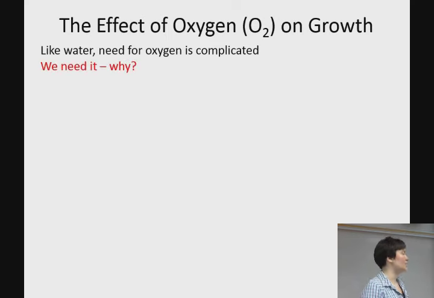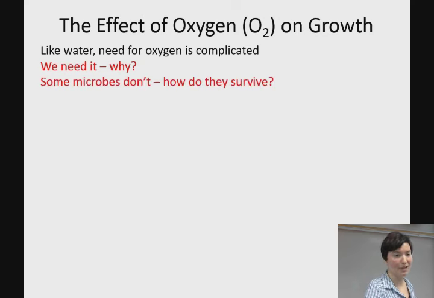Now, we need oxygen why? What do we use it for? We spent like 2 days talking about this. Aerobic respiration, which is the primary means by which we metabolize sugar and keeps us alive. Microbes, some of them do use this, some of them don't. For the ones that don't, how do they survive? How do they get by? What metabolism do they do? If they're not doing aerobic respiration, what are they doing?